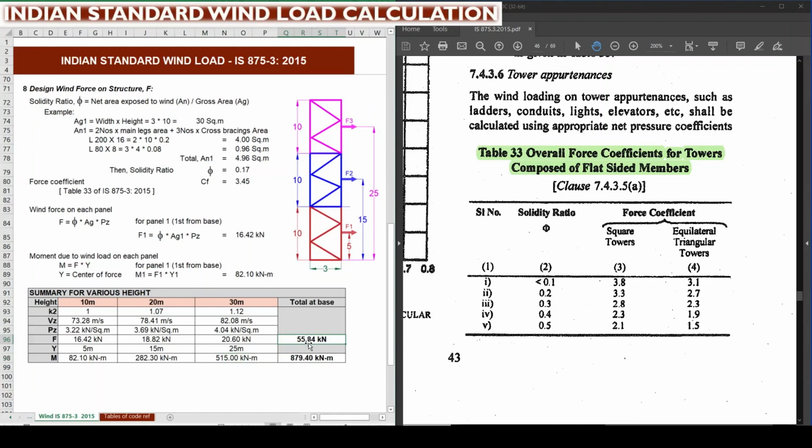I am adding all the forces of every segment to get the total value at the base, which is 55.84 kilonewton. Similarly for moment it is 879.40 kilonewton meter. So this is how we need to calculate wind load based upon the Indian standard IS 875 Part 3 2015.